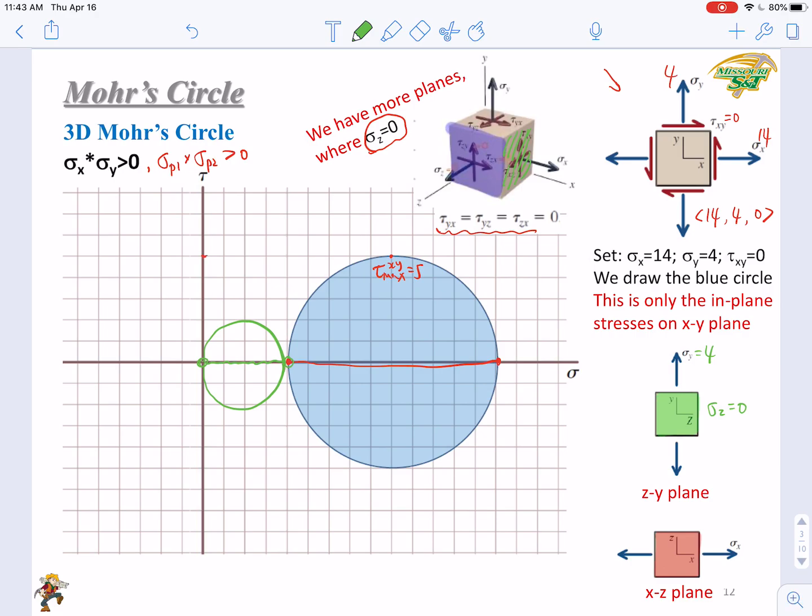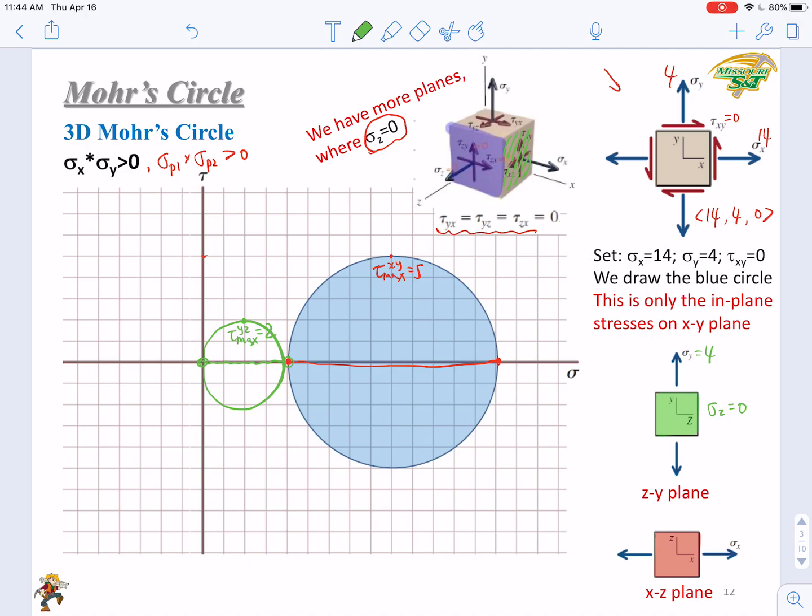Right, this is the second Mohr circle for the YZ plane. Here you can see that the diameter is 4, so the radius is 2. So the maximum shear stress here is tau max YZ equals 2. Then we have the third plane that you can examine.